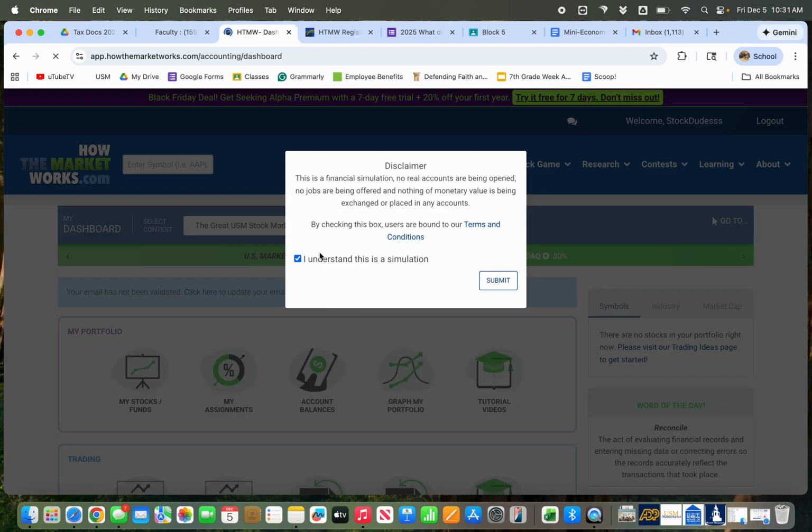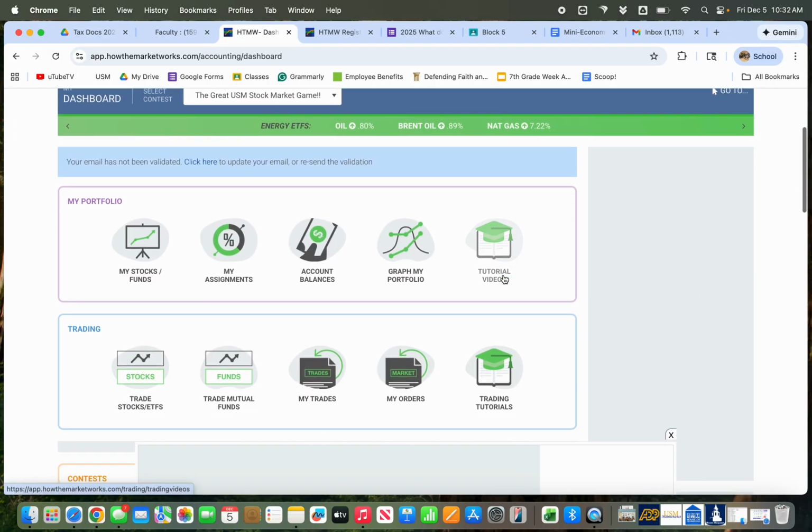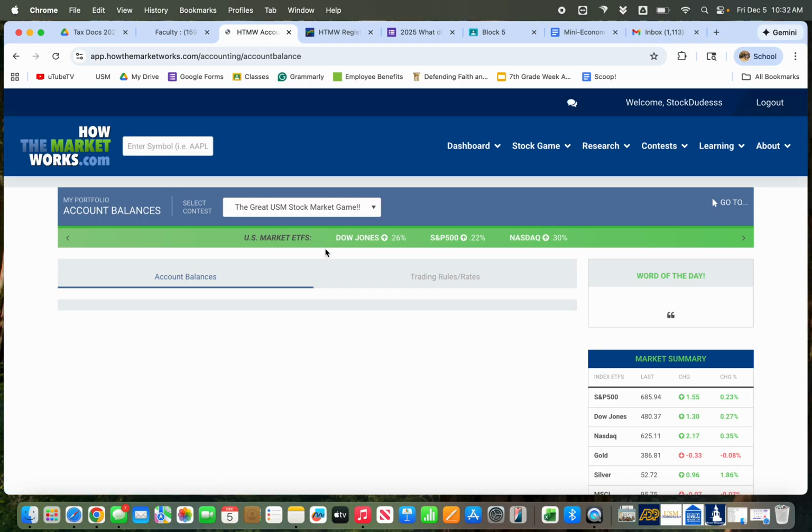You're going to understand this is a simulation. Submit. Boom. You're in your dashboard. Okay. There you are. This is where all the action is. We're going to start with account balances. You're going to go here so I can talk to you about some of the game's parameters and rules. Okay. So you click on that.